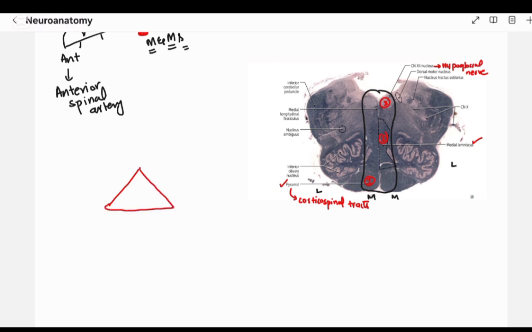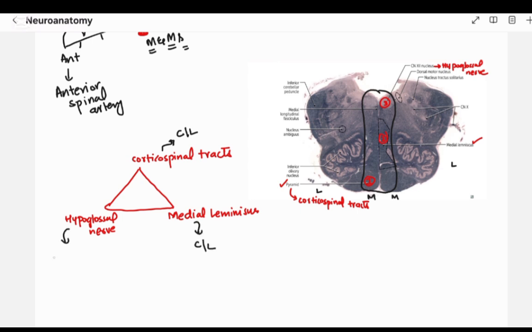Whenever there is a question of medial medullary syndrome, it will always be asked as a triad of symptoms, due to the corticospinal tracts, the medial lemniscus, and the hypoglossal nerve. The findings of the corticospinal tract will always be contralateral, medial lemniscus contralateral, and hypoglossal nerve ipsilateral, meaning the same side.